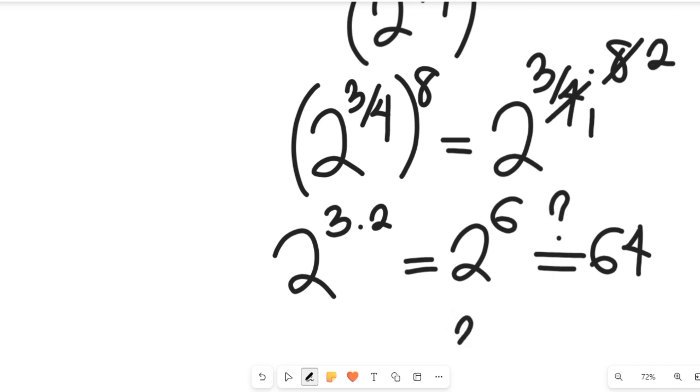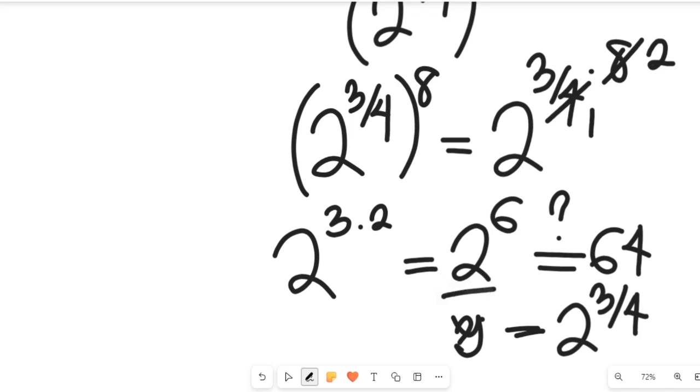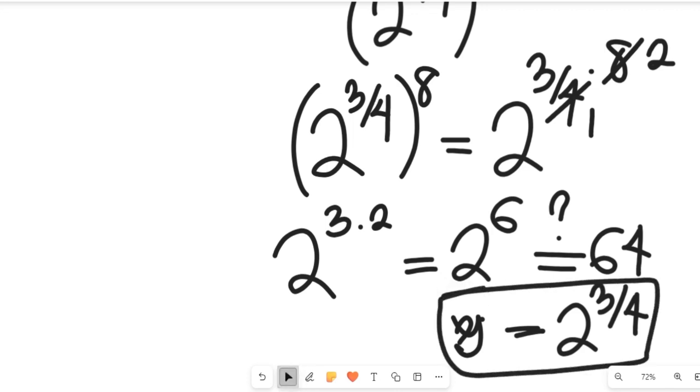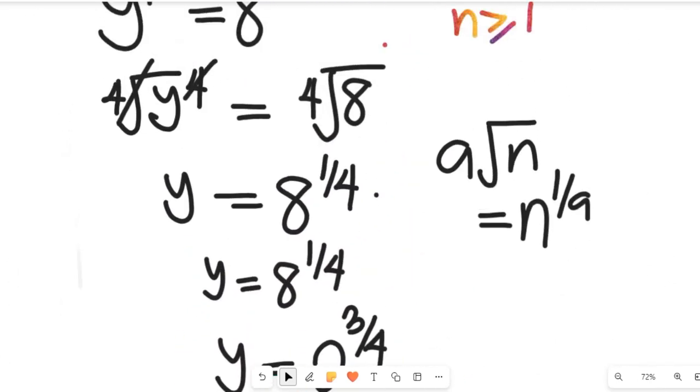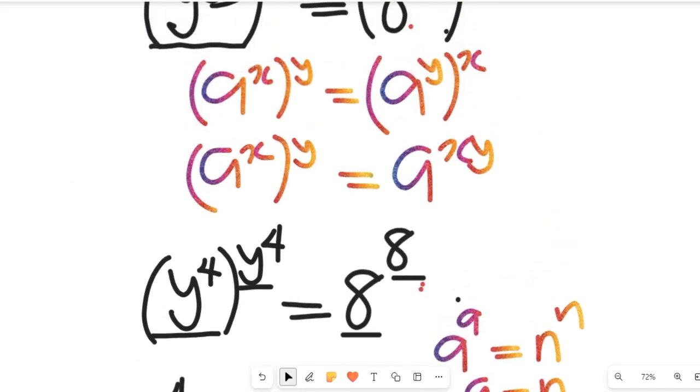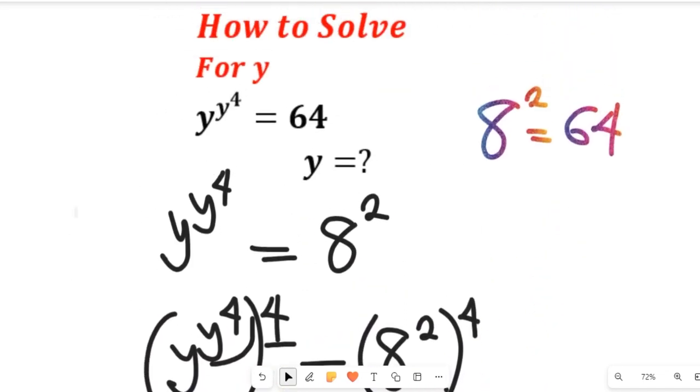So the value of y equal to 2 to the power of 3 divided by 4 is truly the solution, or the value of y that satisfies that exponential equation that is given to us from the initial question.